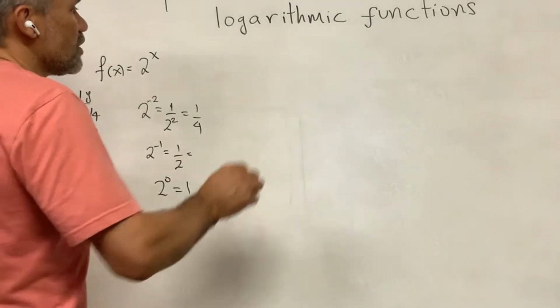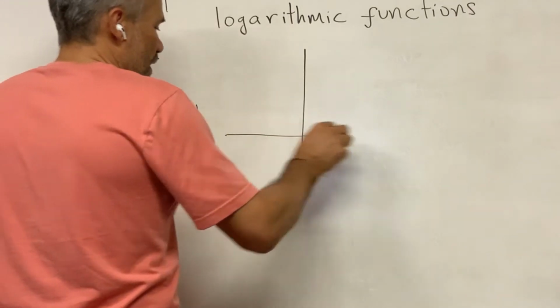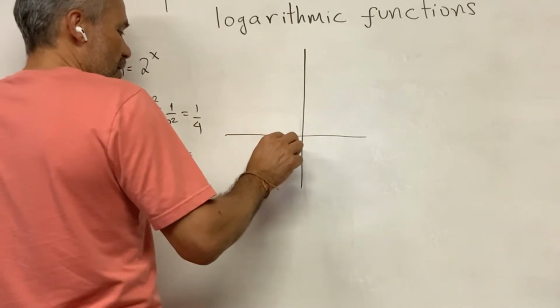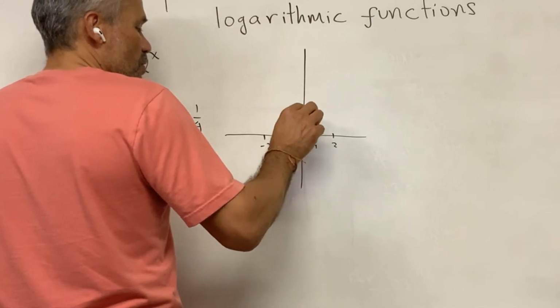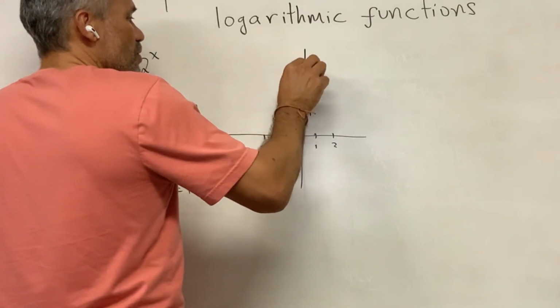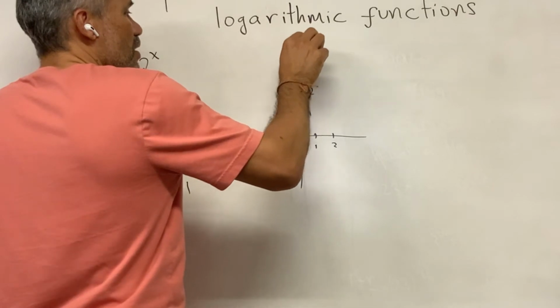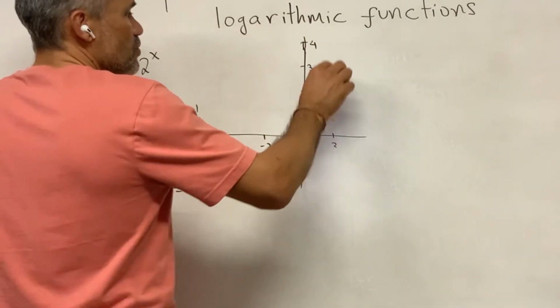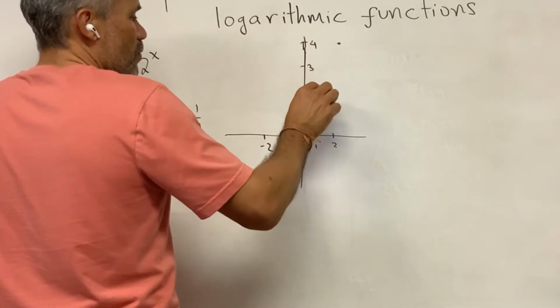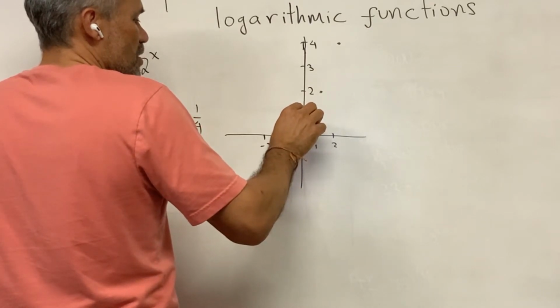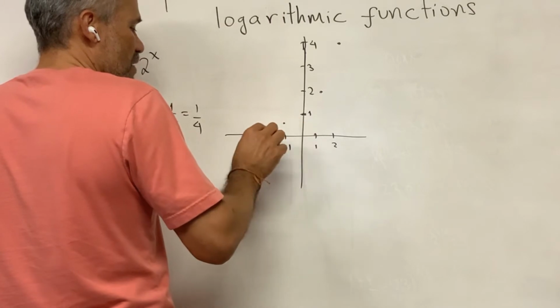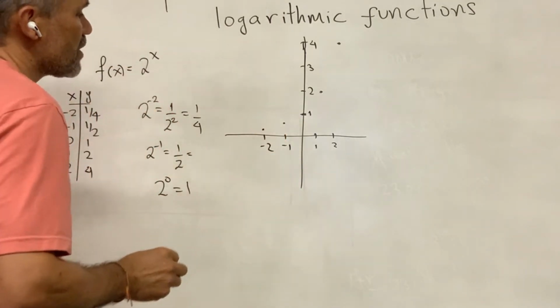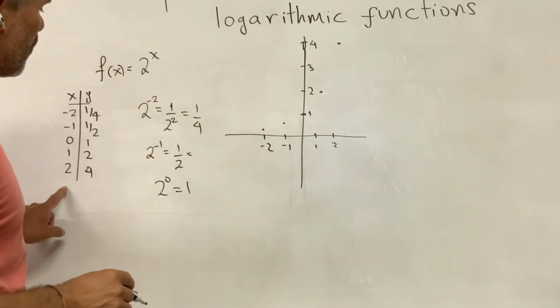When we plot these points, we will get negative 2, 1 quarter; negative 1, 1 half; 0, 1; 1, 2; and 2, 4.